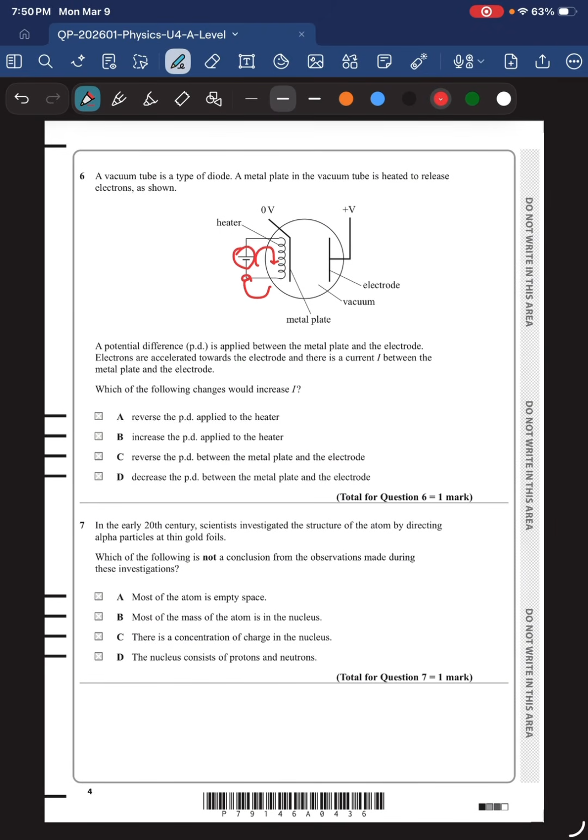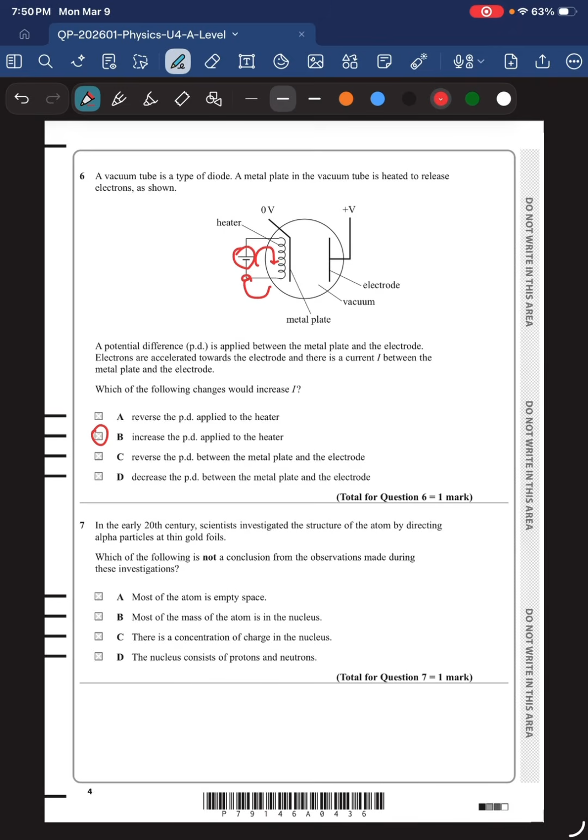Then B, increase the potential difference applied to the heater. Okay, this is promising because if we increase the potential difference, we will increase the current, which will heat the filament more than before, right? So more electrons will be emitted. So this is actually the correct answer, but let's read the other ones.